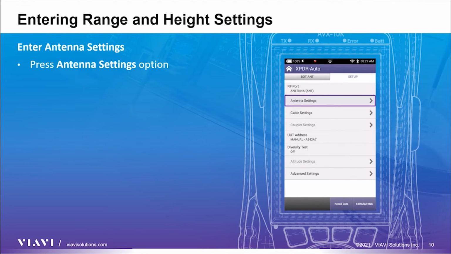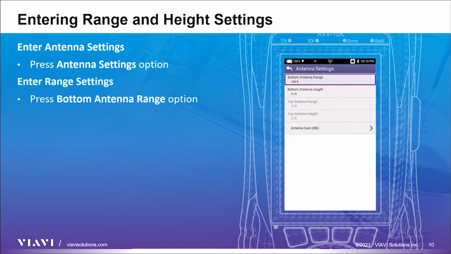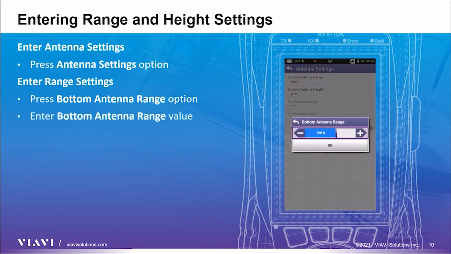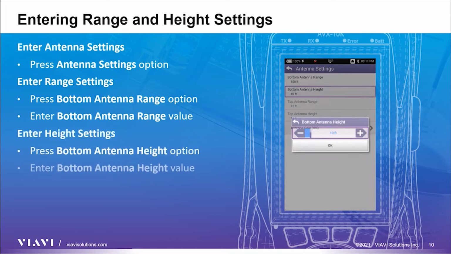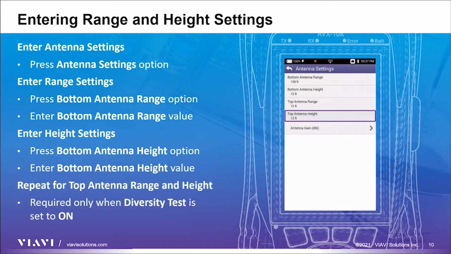Now that we have the range and height values, let's enter them into the AVX-10K. Press the antenna settings button to see the range and height option selections. It is important to accurately enter the range and height values to generate the best test results. To enter the range settings, press the bottom antenna range option and enter the bottom antenna range value. To enter the height settings, press the bottom antenna height option and enter the bottom antenna height value in feet. Repeat the process for the top antenna height and range if diversity test is set to on.